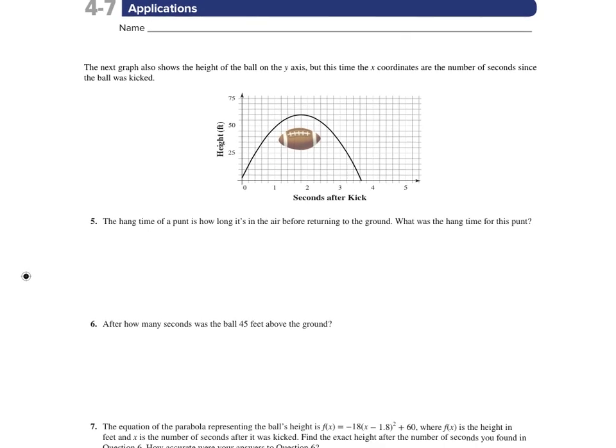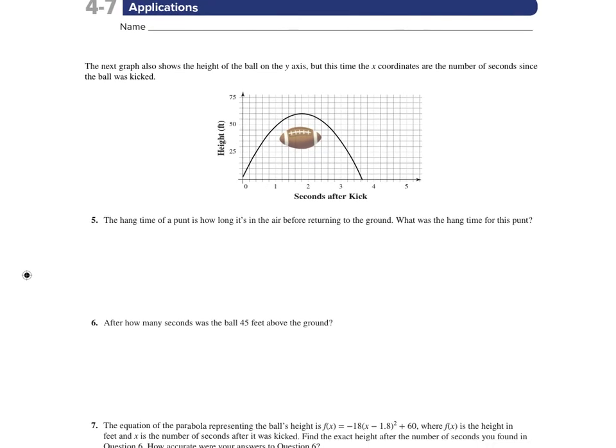The next graph also shows the height of the ball on the y-axis, but this time the x-coordinates are the number of seconds since the ball was kicked. So again, let's highlight that. That looks important. So the height of the ball is on the y-axis, and the x-coordinate is the number of seconds since the ball was kicked.